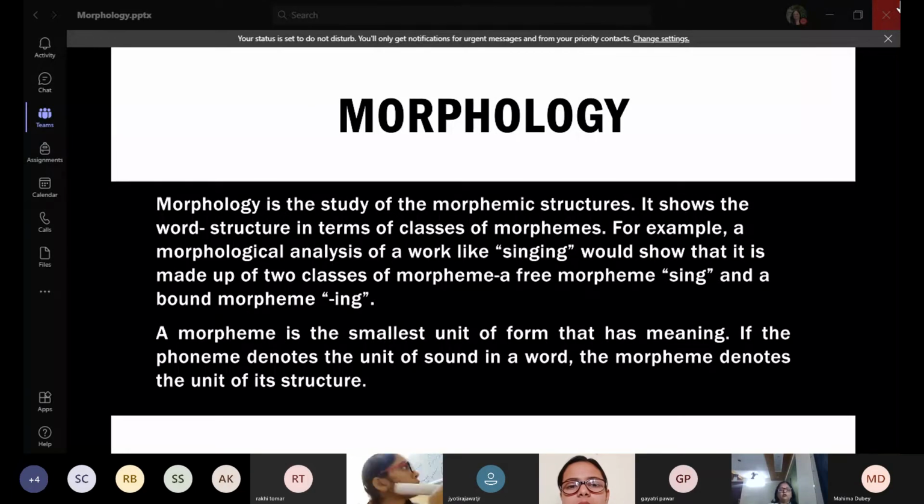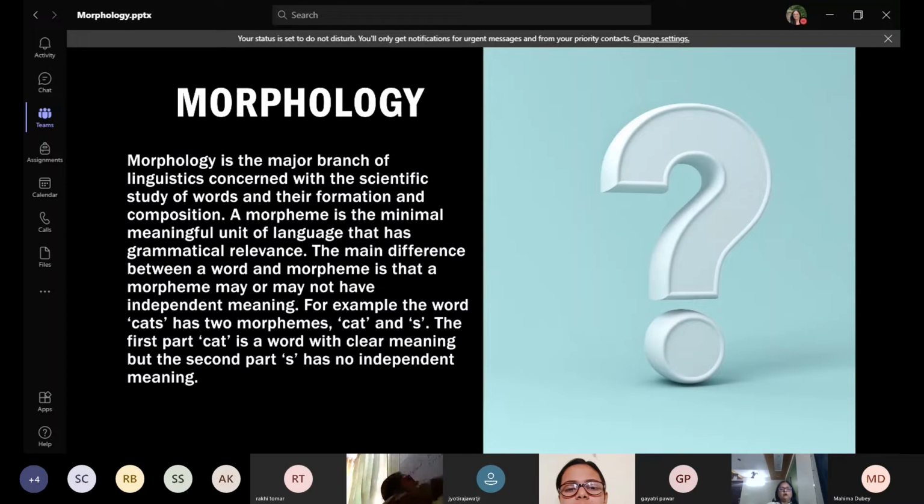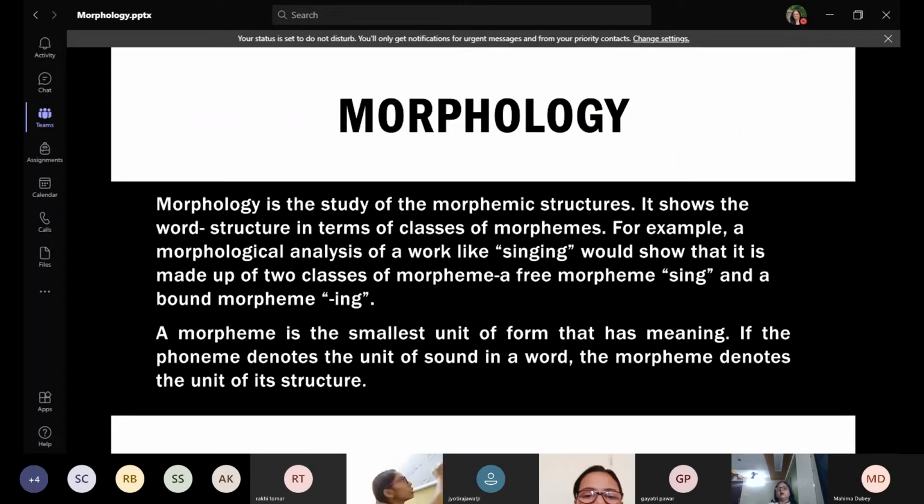We said that morphology is a branch of linguistics concerned with the scientific study of words and their formation and composition, right? Morphology is a study of morphemic structure. When you know the meaning of morpheme, then you can say what we are doing exactly in morphology. We are studying morphemic structures. We are studying morphemes. It shows the word structure in terms of classes of morphemes.